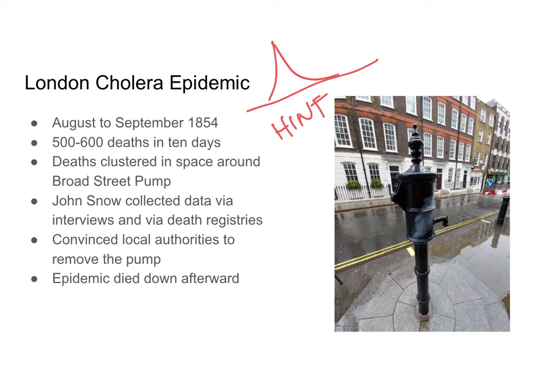John Snow noticed that the deaths were clustered in space around Broad Street. He collected data via interviews and death registries. He convinced the local authorities to remove the pump, and that's probably, although there is some debate about this, what caused the epidemic to die down. Others say that so many people got infected so quickly that it ran out of hosts, and that's another thing that brings epidemics to an end. The epidemic died down afterward.